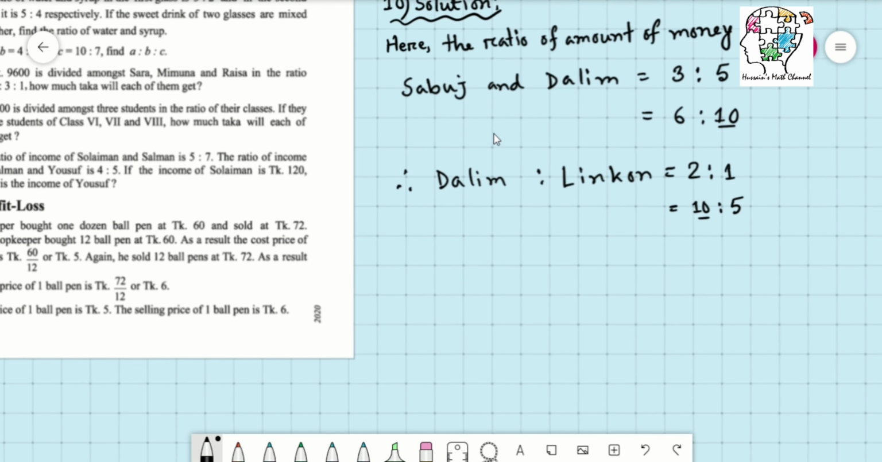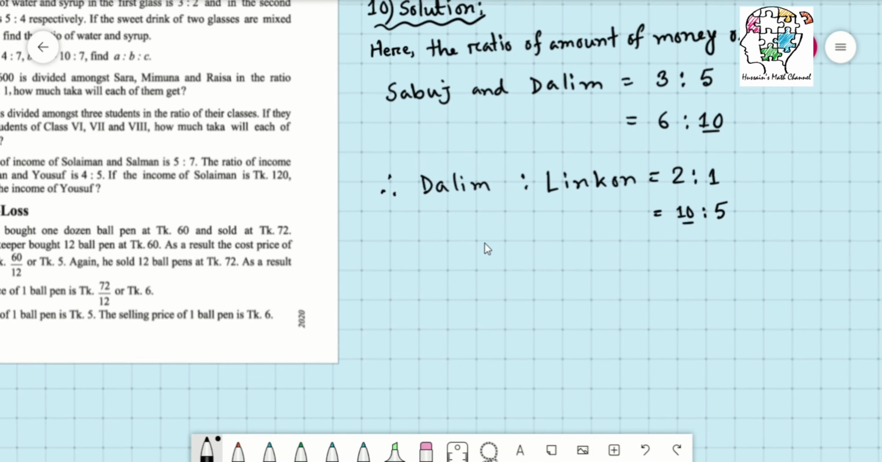Now if we combine this amount in a single line, therefore the ratio of them will be 6 is to 10 is to 5. If we combine 6 and 10 and 10 and 5, we'll get 6 is to 10 is to 5, which is a successive ratio. Now I think you can find this amount, because this is just like the previous problem, that means question number 7.